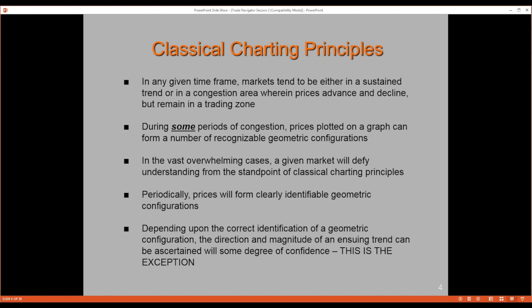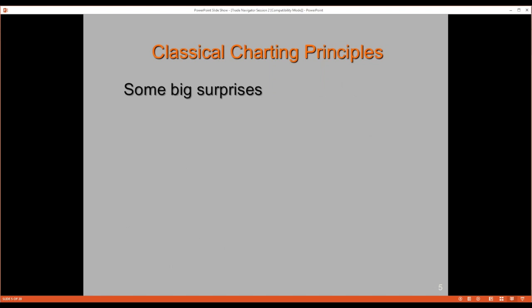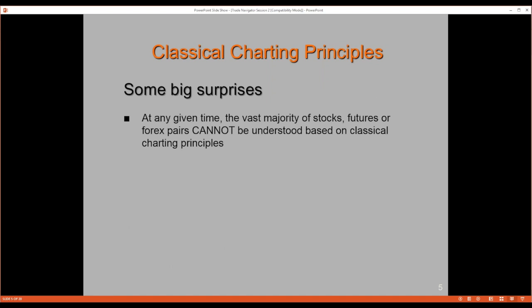Oftentimes a market will form a pattern that you really believe is a certain pattern, and I'll have some examples for you, but the reality is that they really weren't. As time goes on, you find out that's not what they were. True patterns that are correctly identified will do what they are supposed to do, but more often than not, the geometry of a pattern or geometry of a chart is misinterpreted. I'll talk about some big surprises, and some of these may find some disagreement out there with you, and if so, that's fine.